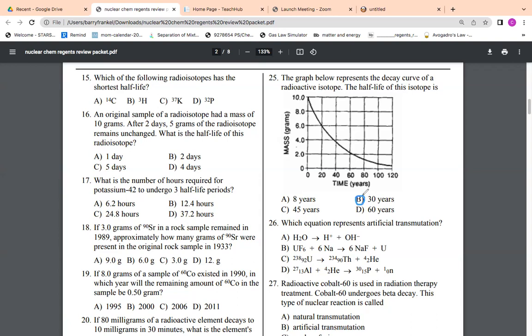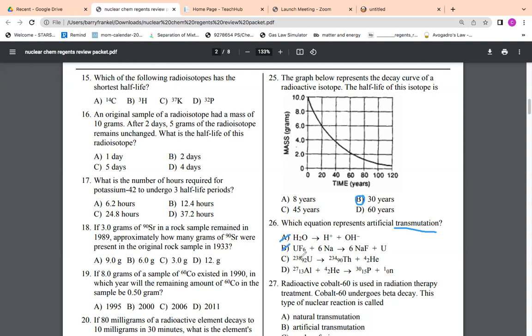Okay. Next one. Which equation represents artificial transmutation? Now, two of these are very easy to eliminate. Again, a transmutation means that you are ending up with a different element. We can see in choice A, we have hydrogen and oxygen on this side, and on the other side, we also have hydrogen and oxygen. They are just arranged in a different way. So this is not a transmutation. It's not a nuclear reaction at all. Same thing applies for B, same elements on both sides.